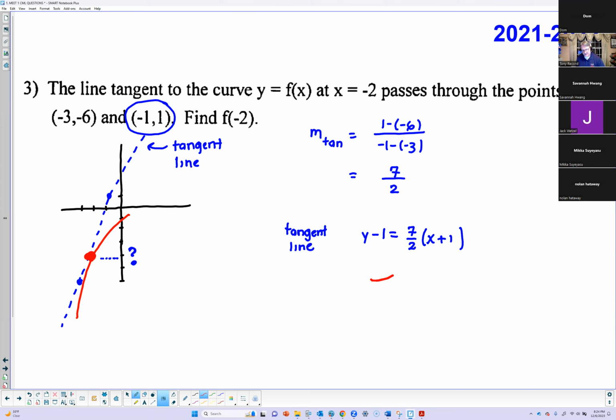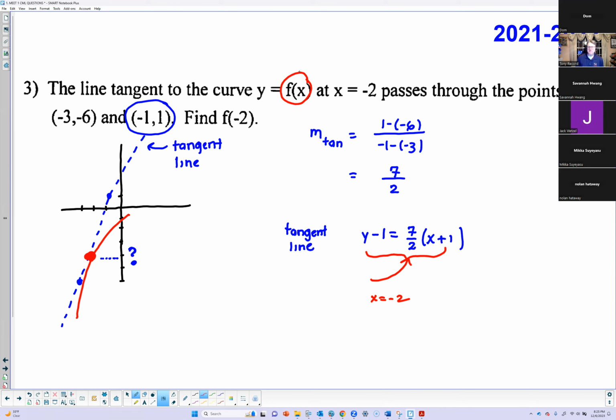So use this when x is -2, and the y value you get there is going to be the same one that you get here. And so this problem is just focusing on your ability to understand that a tangent line will touch a curve at that point that you're interested in, right?